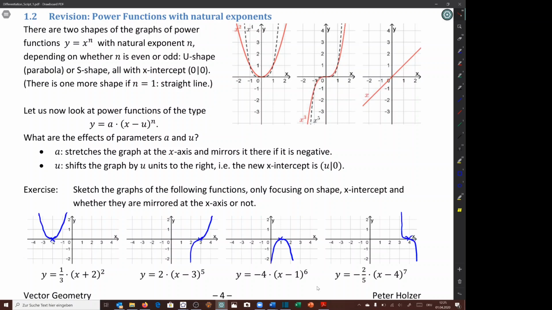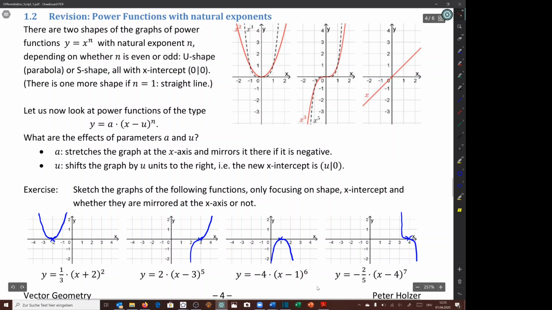Here the exponent is even, so we have a U-shape, the a is positive, so it's facing upwards, and the 0 or x-intercept is minus 2. Here the exponent is odd, so we have an S-shape, the a is positive, so it's still facing in this way, and the x-intercept or 0 is at 3.